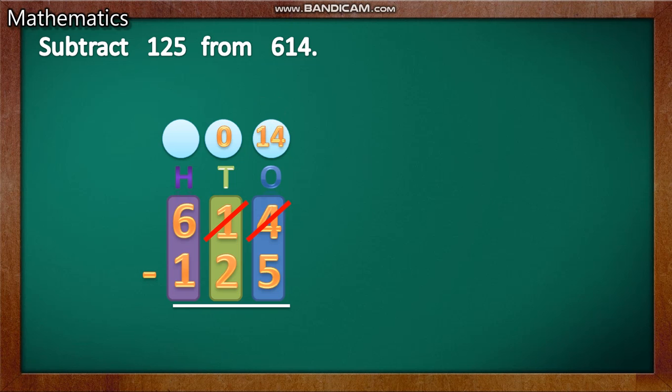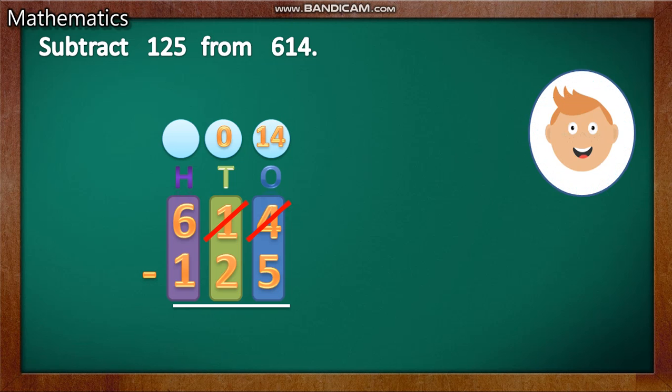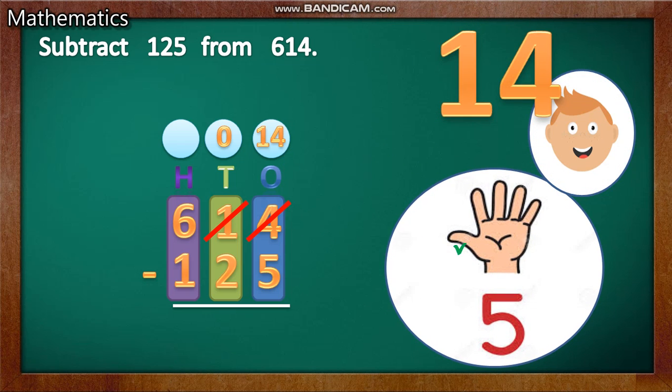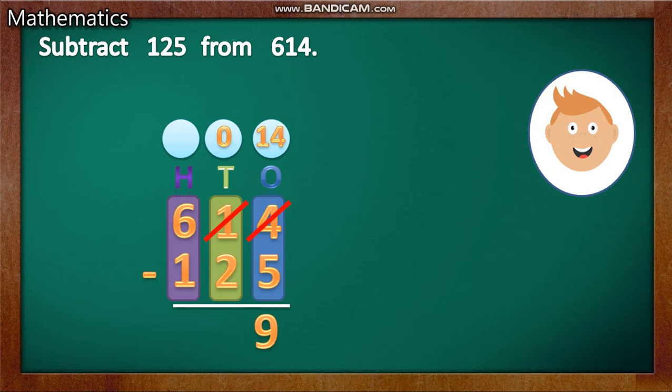Now let's do 14 minus 5. 14 in your mind, 5 in your hand. Count back. 13, 12, 11, 10, 9. 9 is the answer. Okay, now let's do 0 minus 2.